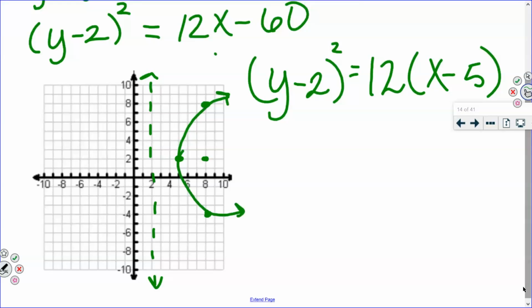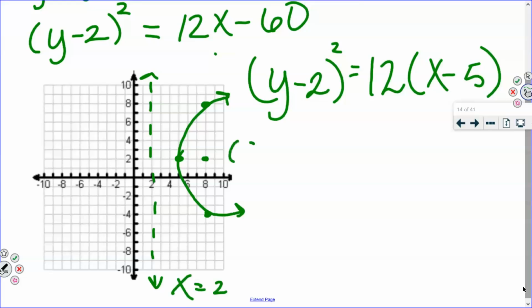What's the equation of the directrix? X equals, very good. X equals 2. Focus is going to be 8, 2.